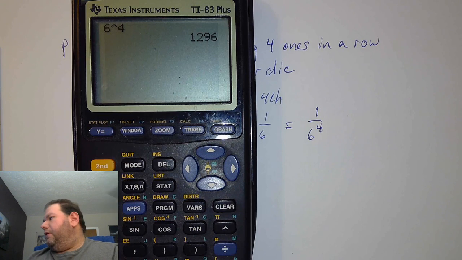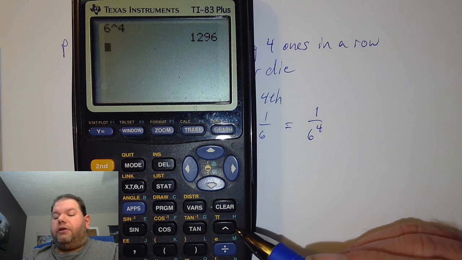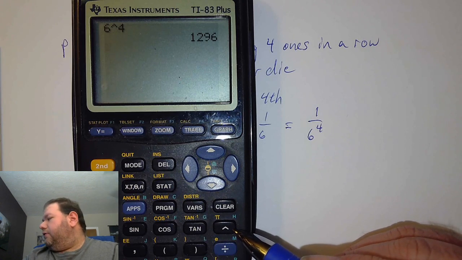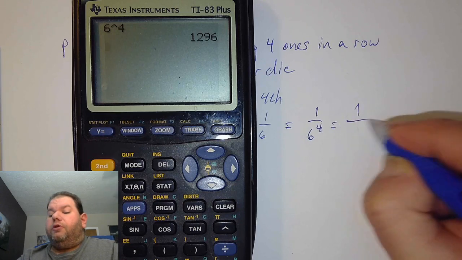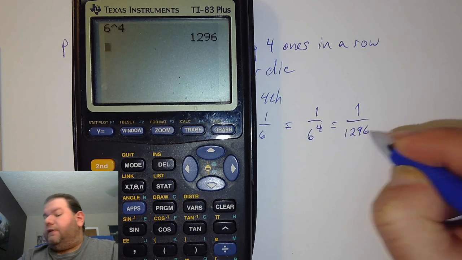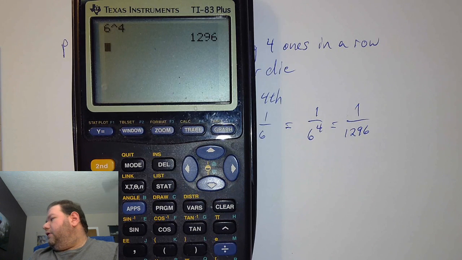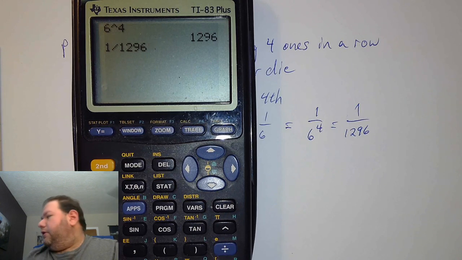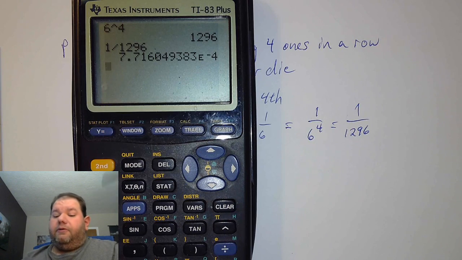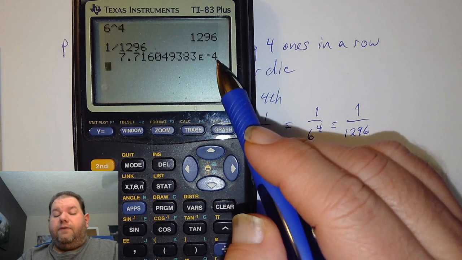Okay. So we do 6 to the 4th power, and again, here's our caret button that does our exponent, and we get 1 over 1296. Now we could leave it like that, or if we prefer, we could actually calculate out the decimal. Now, when we see the decimal here, notice it says e minus 4 at the end.